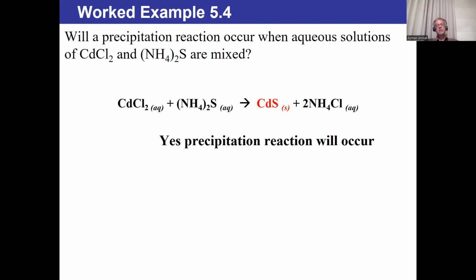So the reaction is an example of a precipitation reaction because the cadmium sulfide is insoluble. The state of matter is S, to produce an insoluble salt.